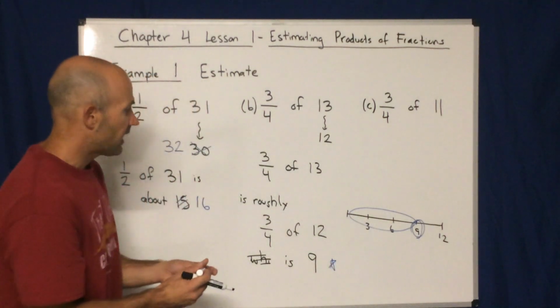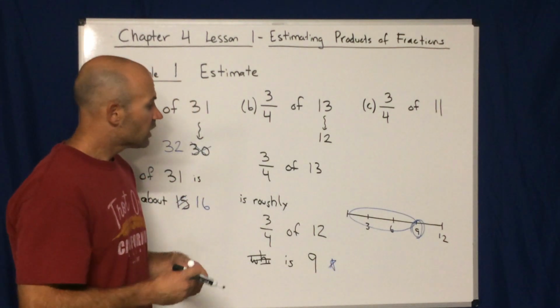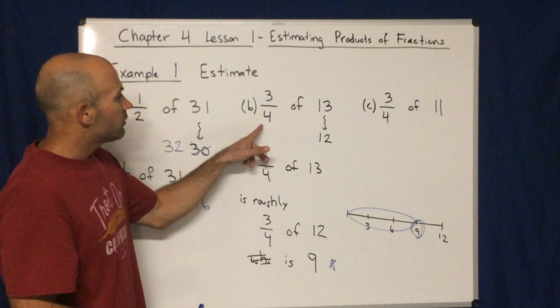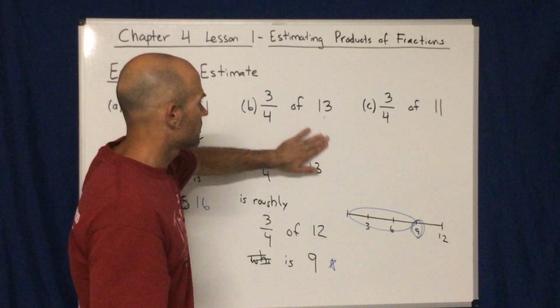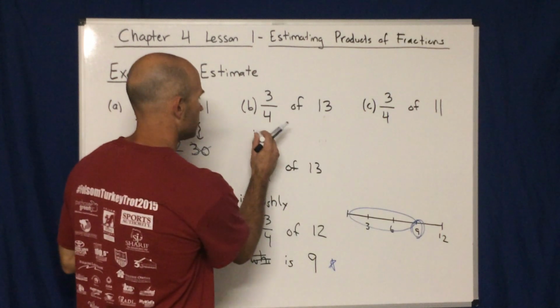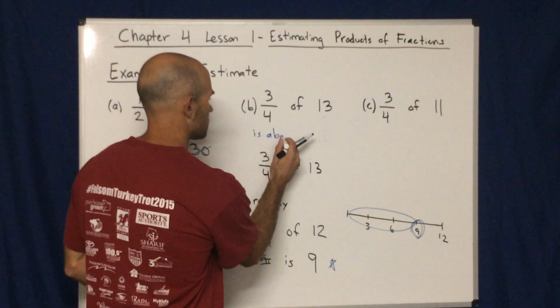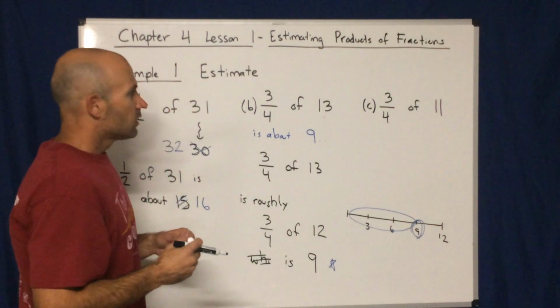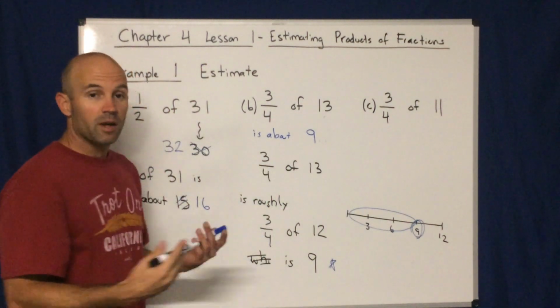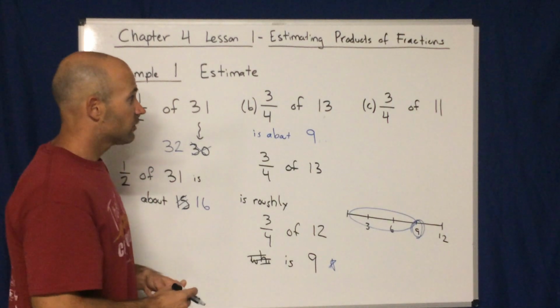So that's how I'm getting this estimate of 9. To conclude, 3/4 of 13 is roughly about 9. Let's try and do the same thing with C. You may want to pause the video and come up with your estimate for C.